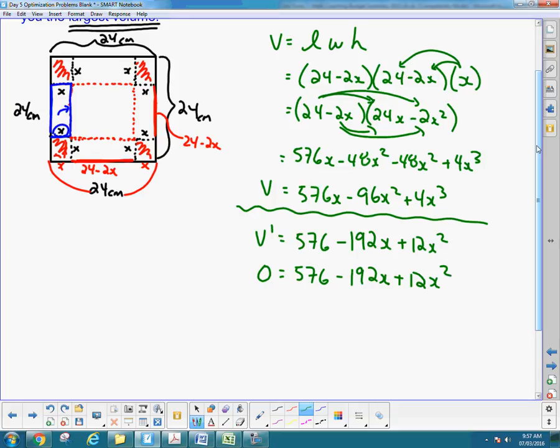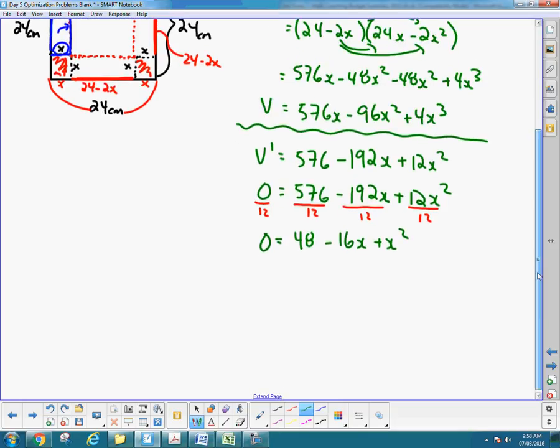So unlike the last example where we just had a linear derivative, this one we have a quadratic derivative. But we still know how to solve these, no problem. We're going to try and simplify and solve as we need to. First thing I'm going to notice, I can make my life a little bit easier dividing everything by 12. So 0 equals 48 minus 16x plus x squared.